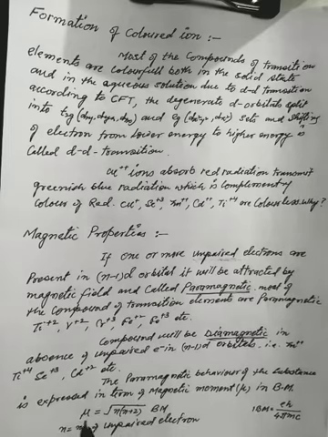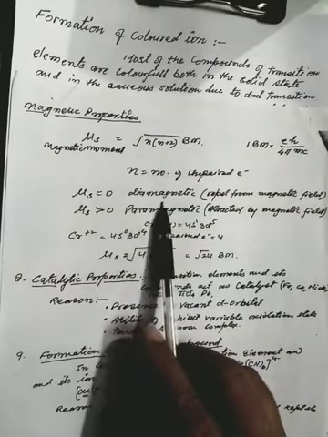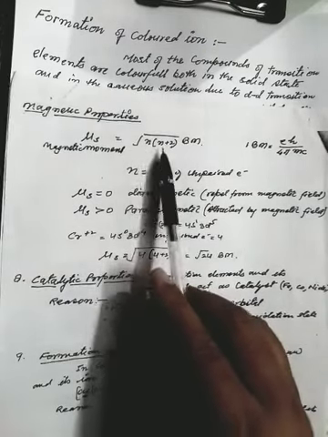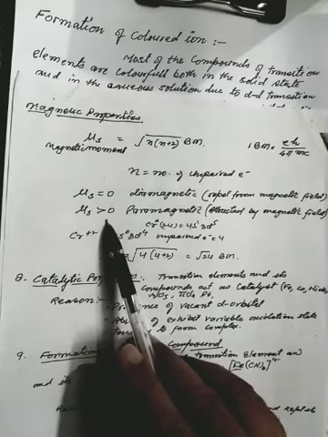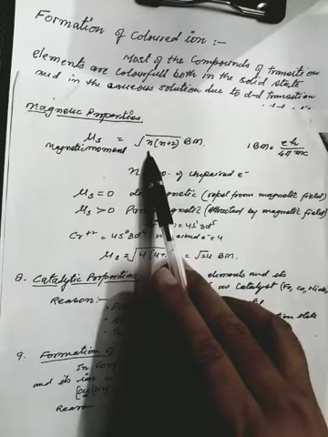How to calculate the magnetic moment? That is mu here. Magnetic moment is equal to under root n(n+2) Bohr magneton, where n is the number of unpaired electrons. If magnetic moment is equal to 0, it will be diamagnetic, because when will it be 0? When the value of n will be 0. So n is 0, then magnetic moment will be 0 and diamagnetic. It will repel from the magnetic field. If magnetic moment has some value greater than 0, it means there is a value of n, means there is a presence of 1 or 2 or more electrons. In that case, it will be paramagnetic.